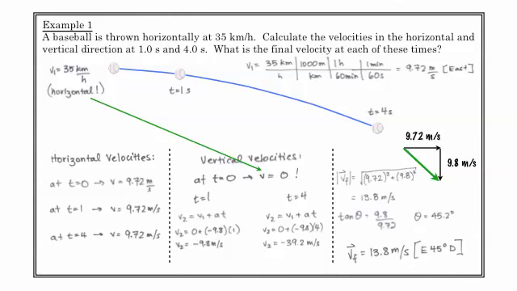So on your own, try the last part of this problem, which is to find the total velocity, the final velocity at 4 seconds. Try that on your own using the exact same method. What would you expect? You'd expect it to be a greater velocity. V final would be higher than 13.8. And you'd expect that it would be at an angle greater than 45 degrees.